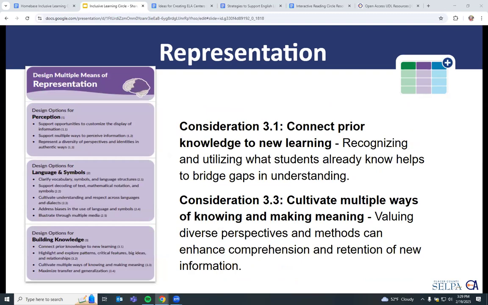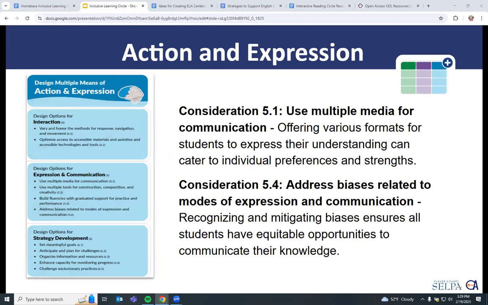The representation principle places greater focus on authentically representing diverse identities and perspectives, challenging bias in information presentation, and valuing multiple ways of knowing and interpreting knowledge, which all connect to building that respect and understanding of learner variability. And then finally, the action and expression principle calls for honoring diverse forms of communication and expression, especially those historically marginalized, to create more inclusive and accessible learning environments, which again really connects to that importance of acknowledging learner variability.